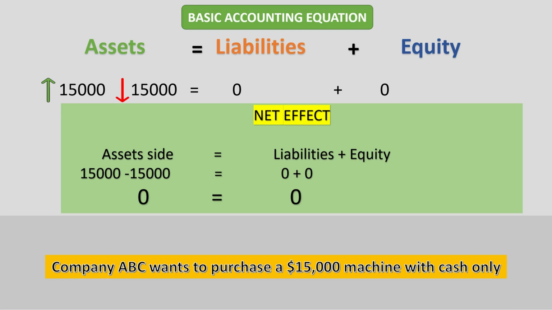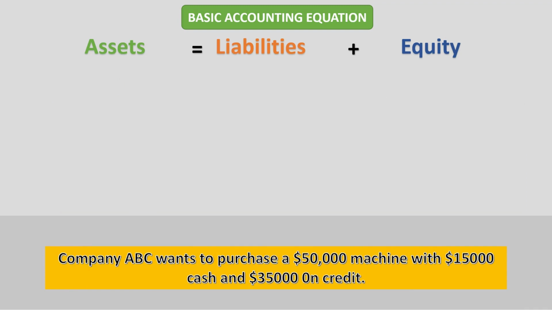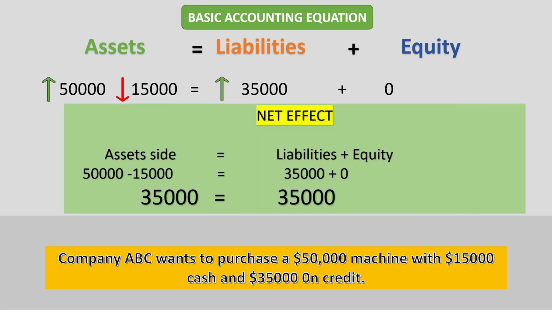Now let's see what will happen by purchasing equipment using cash and credit. ABC wants to purchase a $50,000 machine, but it only has $15,000 cash available in its holdings. The company is therefore allowed to purchase the machine with the initial payment of $15,000, but it owes the vendor the remaining amount. This results in a debit to equipment of $50,000, an increase on the assets side, a credit to cash of $15,000, a decrease on the assets side, and finally, a credit to accounts payable of $35,000, an increase on the liabilities side. The net effect on the accounting equation looks like this.